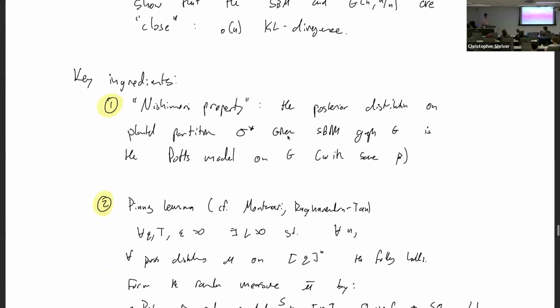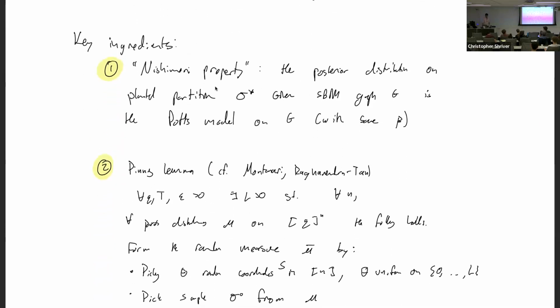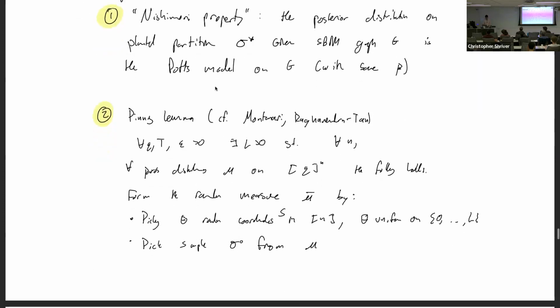Okay, so how do we do this? There are some key ingredients. One is something called the Nishimori property. What that's saying is I can give you a graph and say that this came from the stochastic block model. It was generated by planting a partition, then generating the graph. And if I give you the graph, you can figure out what is the posterior distribution on the planted partition. It turns out that it is exactly the antiferromagnetic Potts model on this graph with the same beta. Okay. So somehow a sample from the Potts model is a sample from the posterior distribution. That will come in useful.